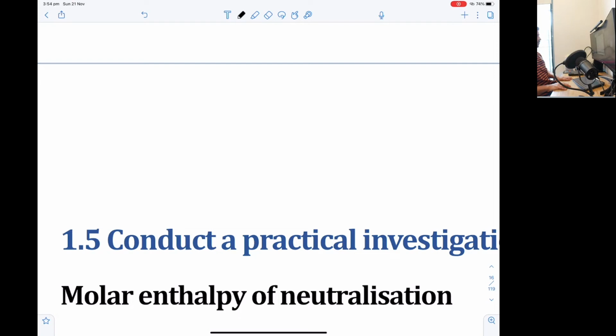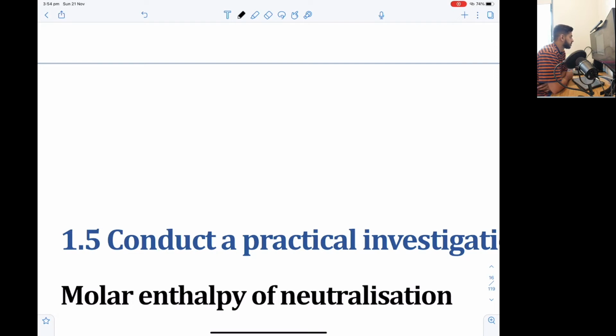So what does that mean? It's per mole. And what is the one product? You looked at the net ionic equation of neutralization. What is the one product that's always formed? Water. Good. So the molar enthalpy of neutralization is the enthalpy change in a neutralization reaction when exactly 1 mole of water is formed.